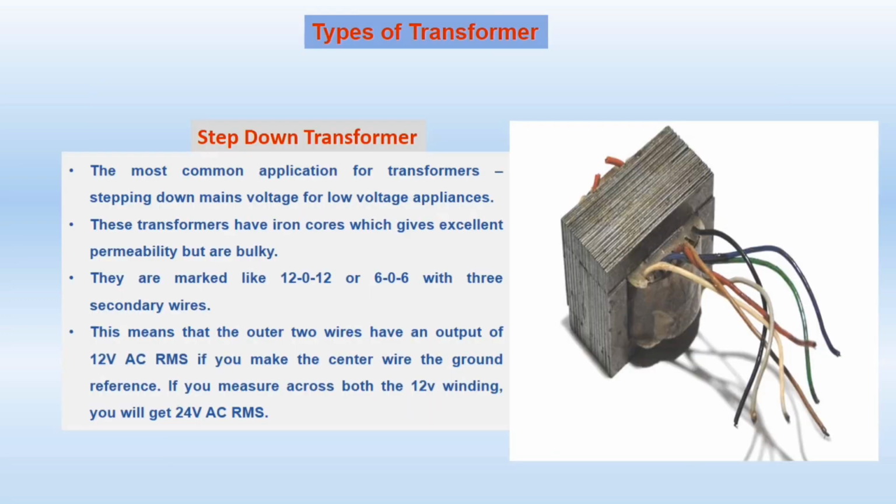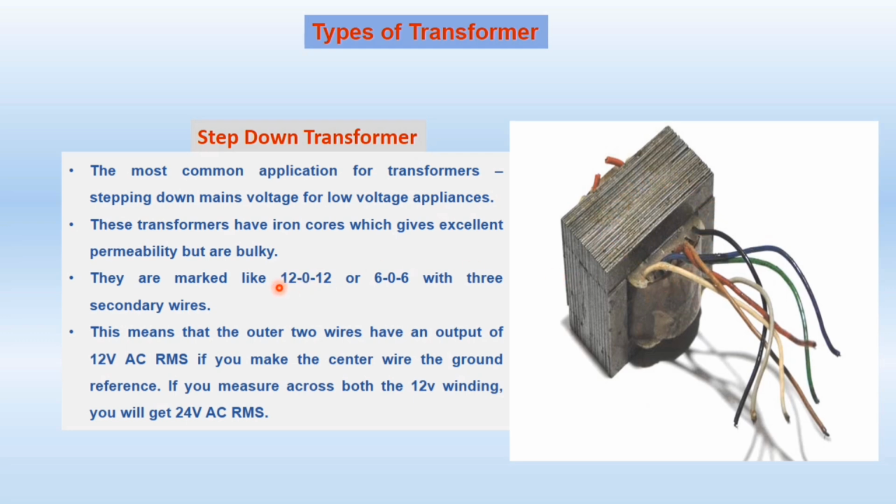Here we have different types of transformer. The first one is step down transformer. This is the most widely used transformer in our electronic projects, where we need to step down the input supply to another voltage, be it 12 volt or 10 volt according to our application or our need. So here you can see this transformer. Here we have two wires, and on this side we have multiple wires. This side is primary and this is the secondary side, and this is actually a center tap transformer.